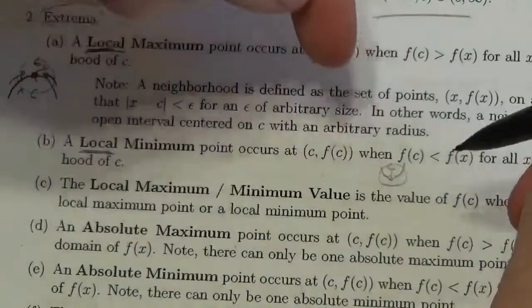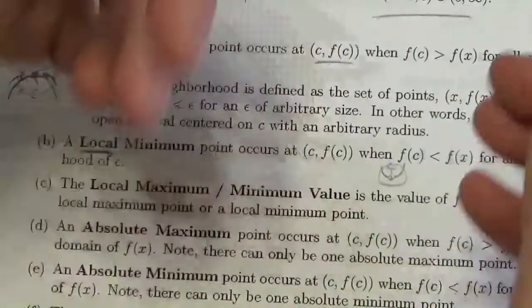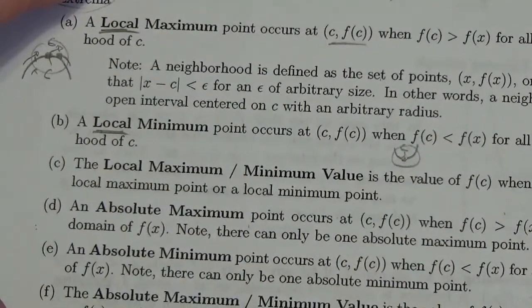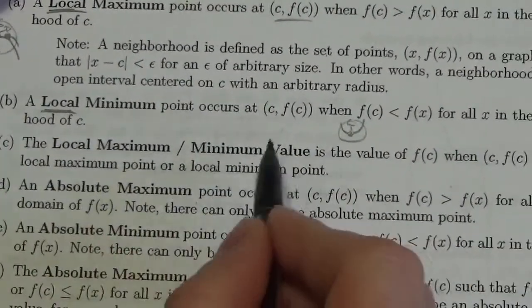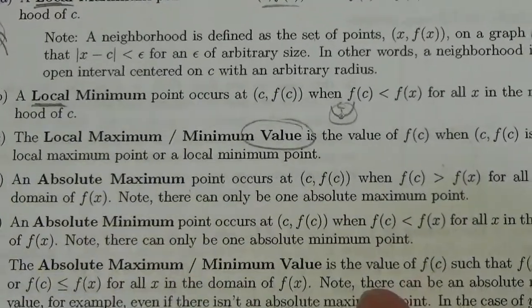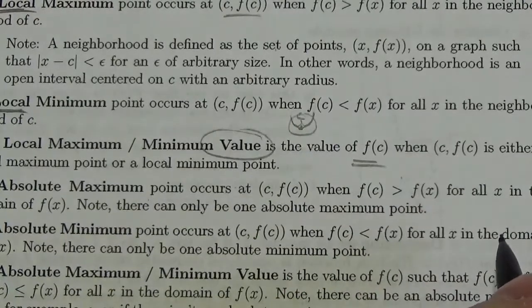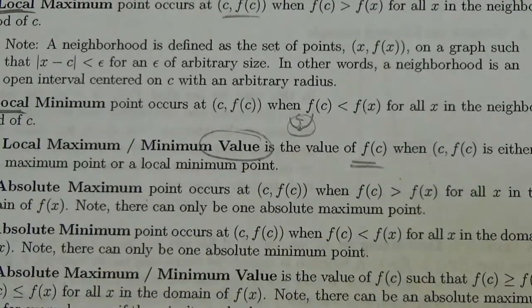And again, the word local, meaning I can come at it from both sides, meaning I can use the derivative to find it. The local maximum or minimum value, and this is something that should be reviewed from way back when, that's just the value of f of c. Okay? It's just the y-coordinate of the maximum or the minimum there.